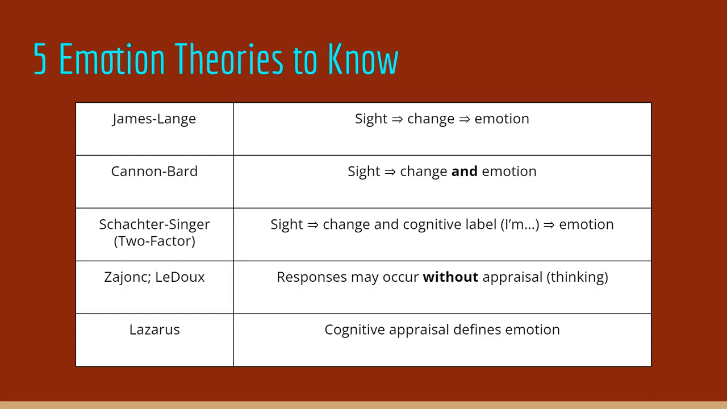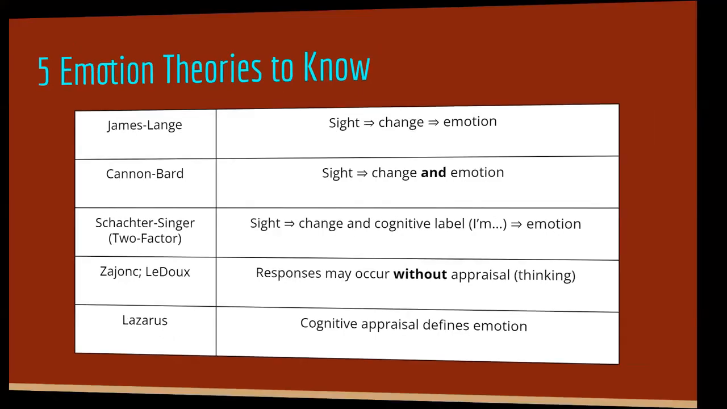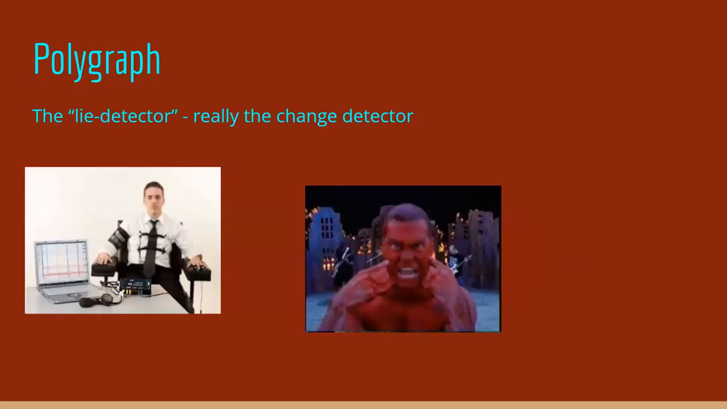So really those 3 are the most important, but you also might want to know Zajonc and LeDoux. That one says that responses may or may not occur without appraisal. Appraisal is just thinking about it or designating something as dangerous or not. Then the Lazarus one is pretty similar, but it says that cognitive appraisal is what defines emotion. So, like I said, the top 3 are the ones you need to know.